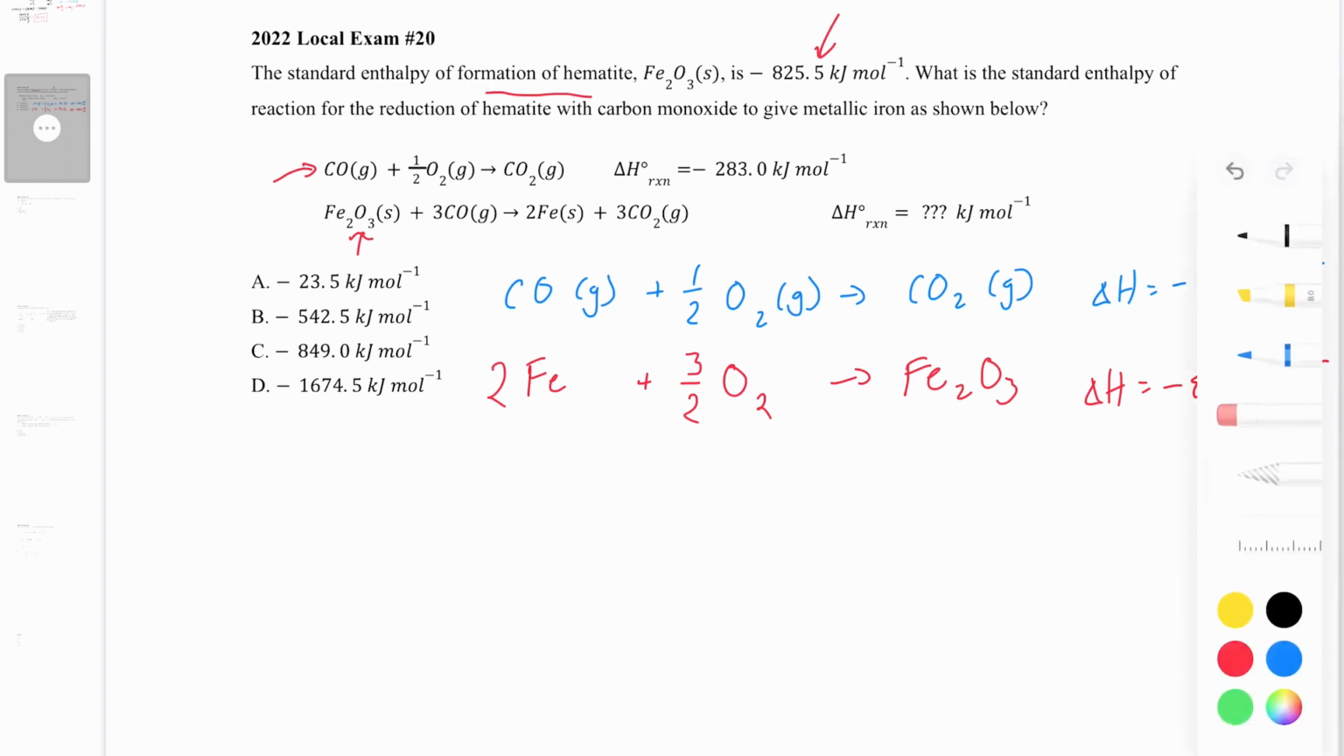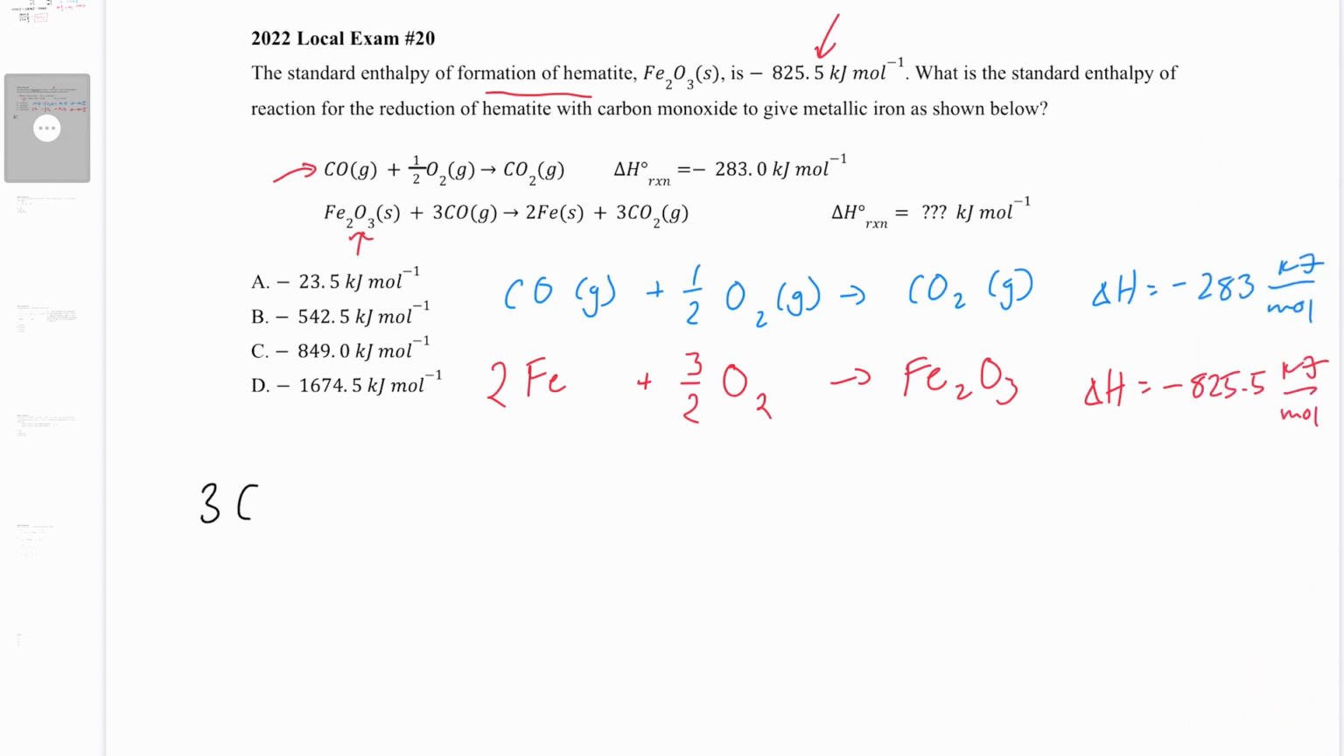So let's write that down. We have to take 3 times our first reaction, so 3CO with 3/2 O2, yielding 3CO2. And the enthalpy change associated with that is just going to be negative 283 kilojoules per mole times 3. And this is just because we multiplied the whole thing by 3. And so the other reaction, we need to take the negated version of it.